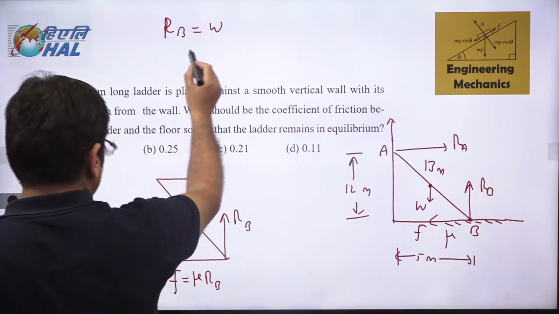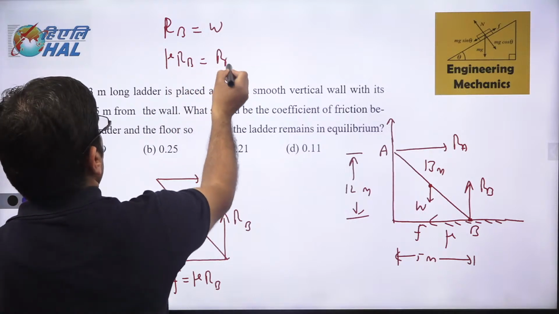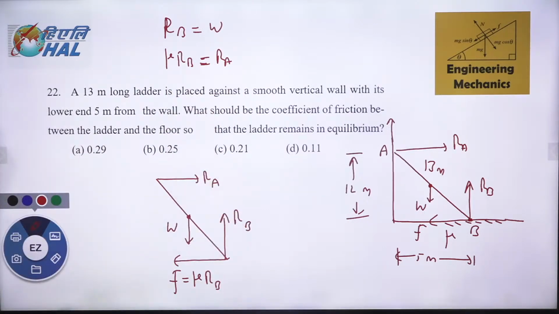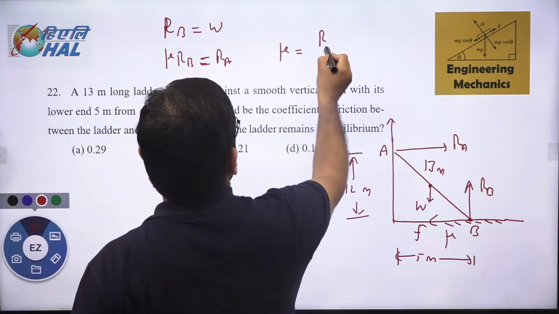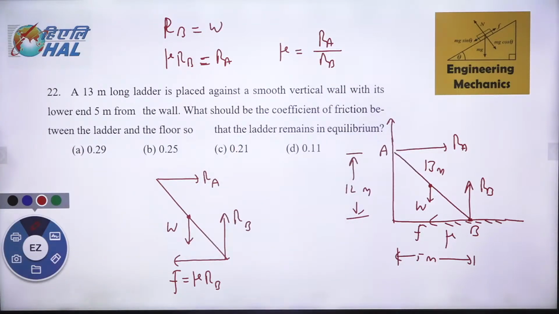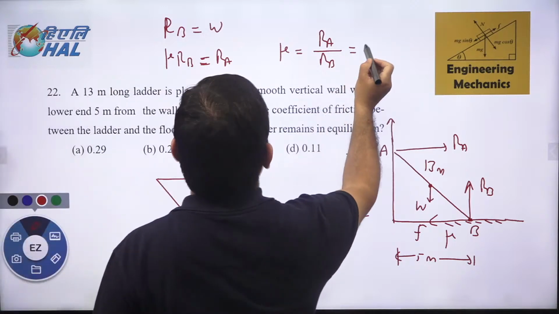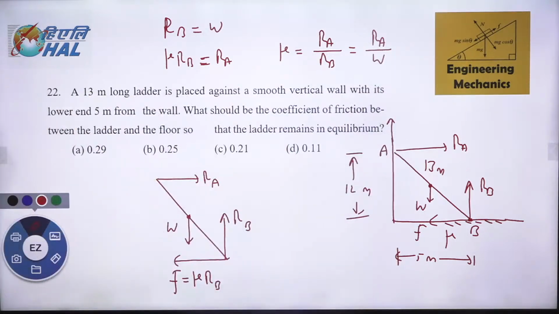Horizontal forces will also be equal. Mu into RB is equal to RA. We want to find out the value of mu. Mu is RA over RB. Right? This is how we can find it out. So what is RB? RB is nothing but W. So mu is RA over W. But still we have not got the value of mu.